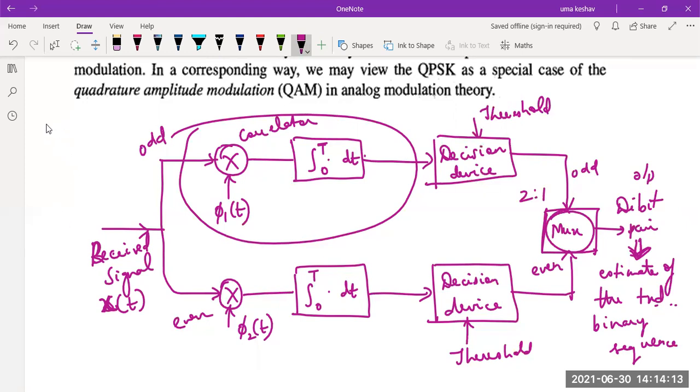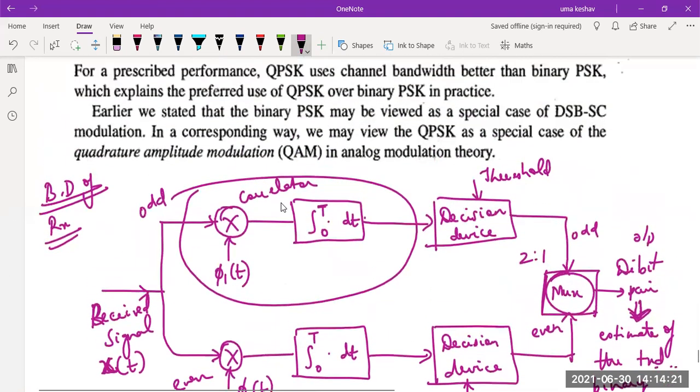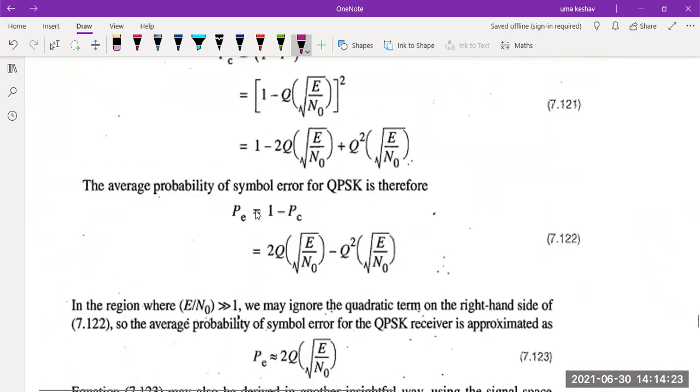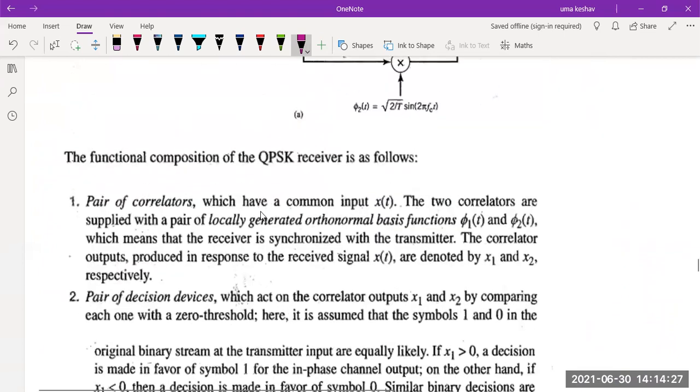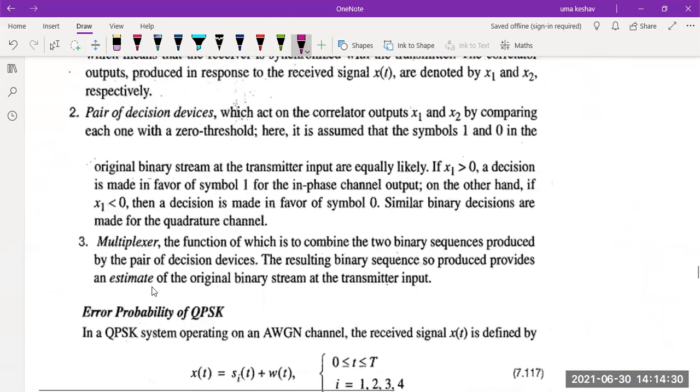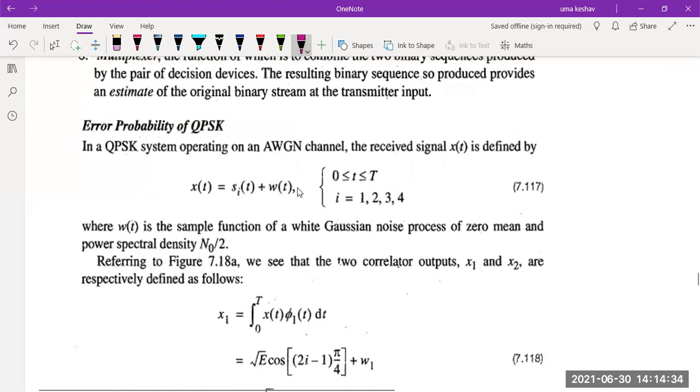This is the receiver block diagram in QPSK. Please remember the transmitter and receiver block diagrams are also commonly asked. Now, I already told you what the receiver has, so we'll directly move on to the probability of error derivation.